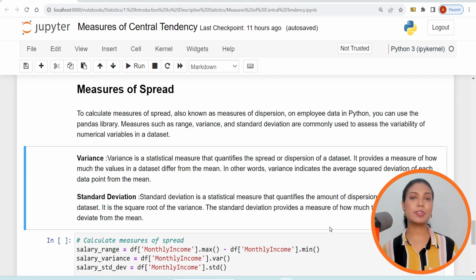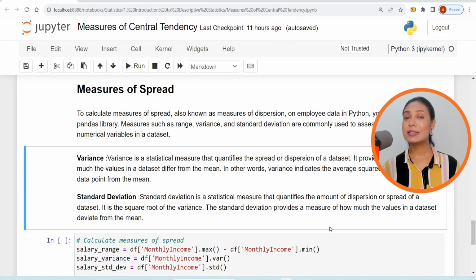Now, variance is a statistical measure that quantifies the spread or dispersion of a dataset. It provides a measure of how much the values in a dataset differ from the mean. In other words, variance indicates the average squared deviation of each data point from the mean. Standard deviation is a statistical measure that quantifies the amount of dispersion or spread of a dataset. It is the square root of the variance. The standard deviation provides a measure of how much the values in a dataset deviate from the mean.